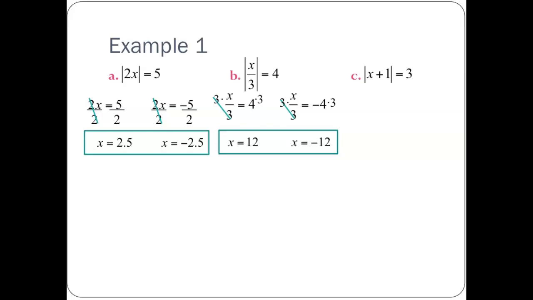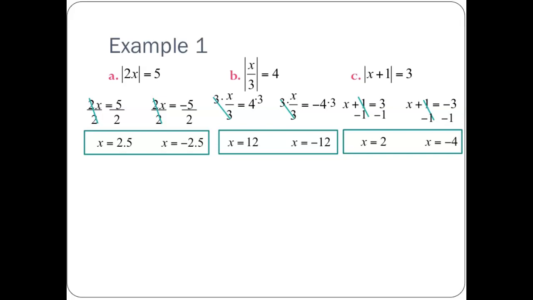So we have the absolute value of x plus 1 equals 3. We'll write our two equations: x plus 1 equals 3, and x plus 1 equals negative 3. Now to get x by itself, I'm going to subtract 1 from both sides. That leaves me with x equals 2. Now when I do that for the second equation, I end up with x equals negative 4. So you notice here it's not that x equals 2 and negative 2. In fact, we have x equals 2 and x equals negative 4.